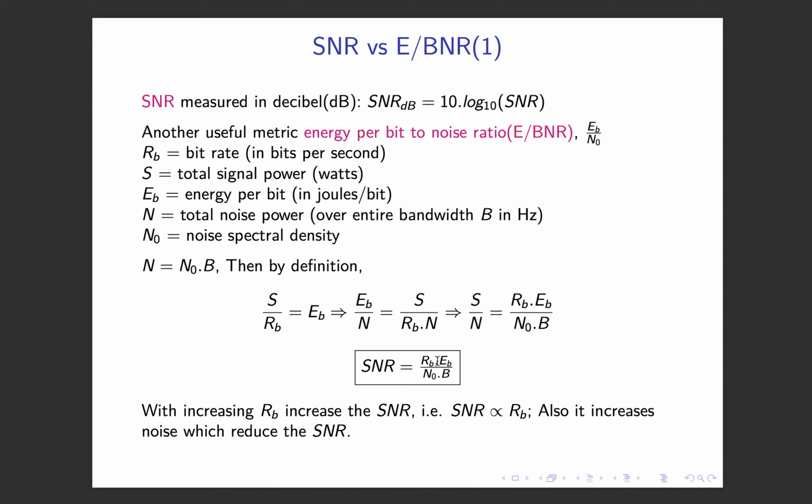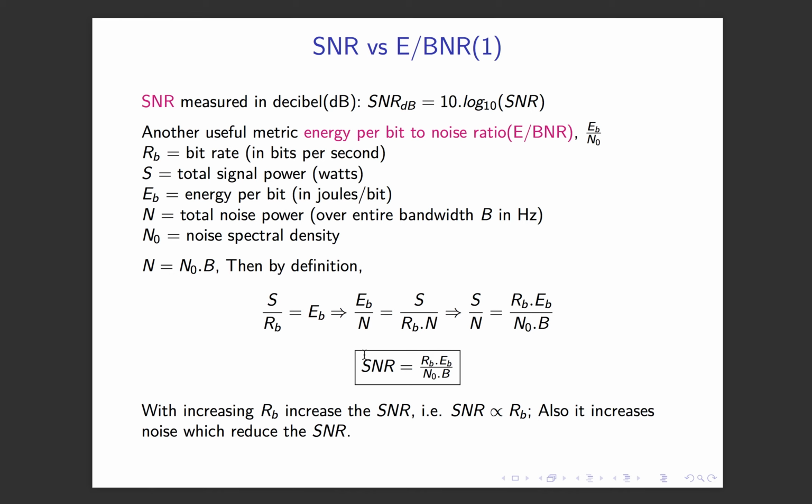But physically we have to check this. From this relation we can say that SNR is directly proportional to R_B. That means if we increase R_B, this equation says the SNR will increase. But what this equation is silent about is that whenever we increase the bit rate, we allow a greater amount of noise, and that makes the noise spectral density higher, which makes this denominator higher, and eventually the SNR will reduce.